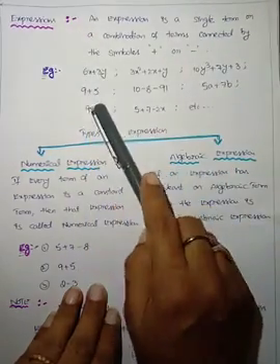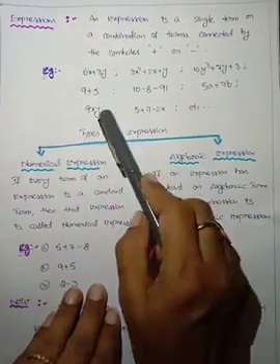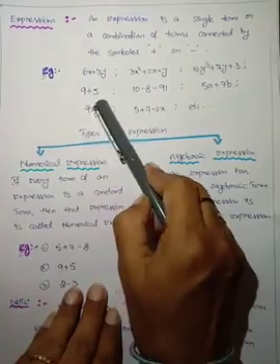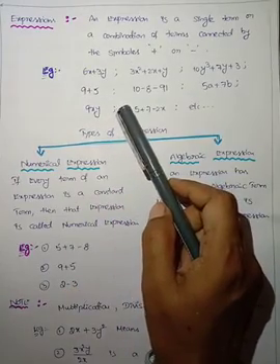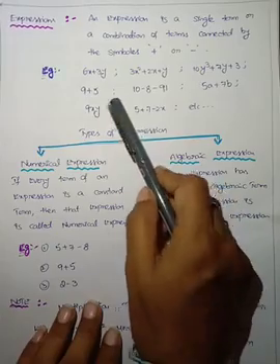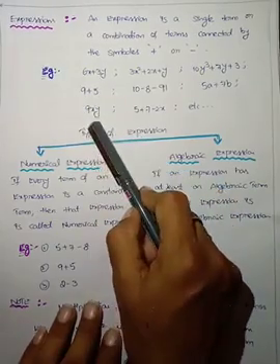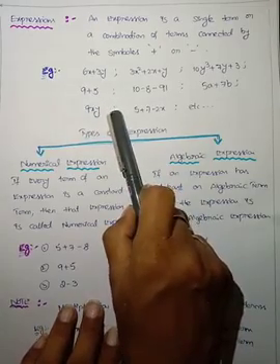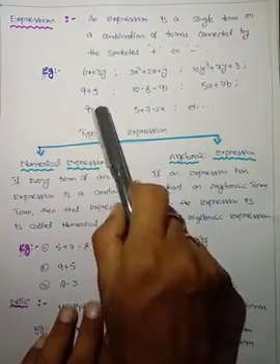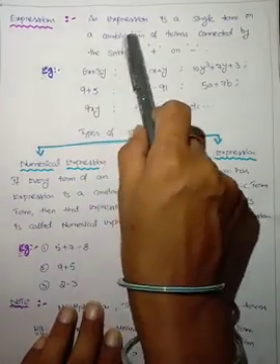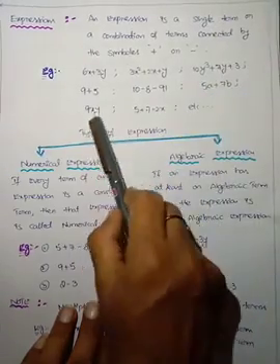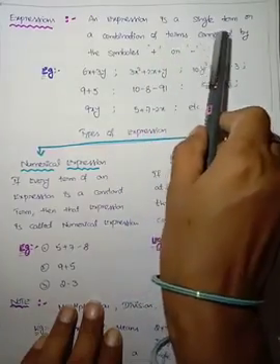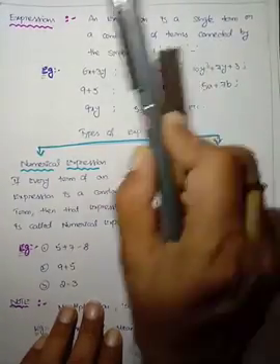If we take some examples, here 9xy. I have already told you what a term is: a product of constants and variables is a term. 9xy is one term. An expression is a single term. This is the single term, or a combination of terms connected by the symbols addition and subtraction.